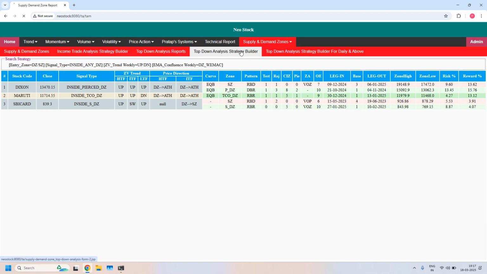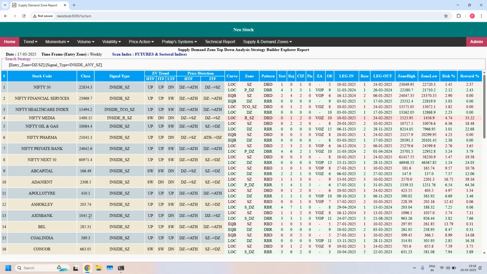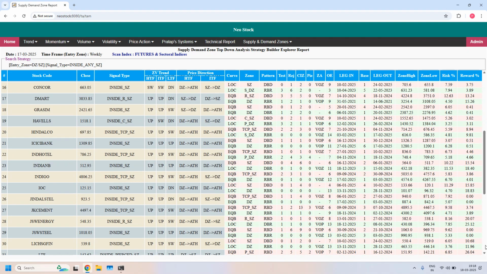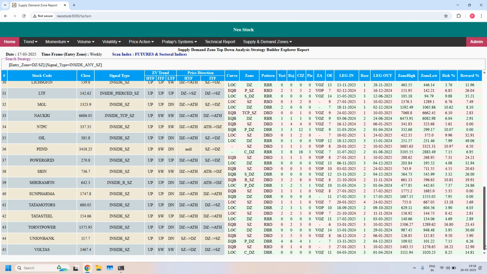Okay, next. Weekly time frame. Price closed inside the weekly supply zone. We got a big list. First 16 stocks in the list. So Nifty is inside the weekly supply zone now. Okay, I'm scrolling the list down. So total 45 stocks are filtered.